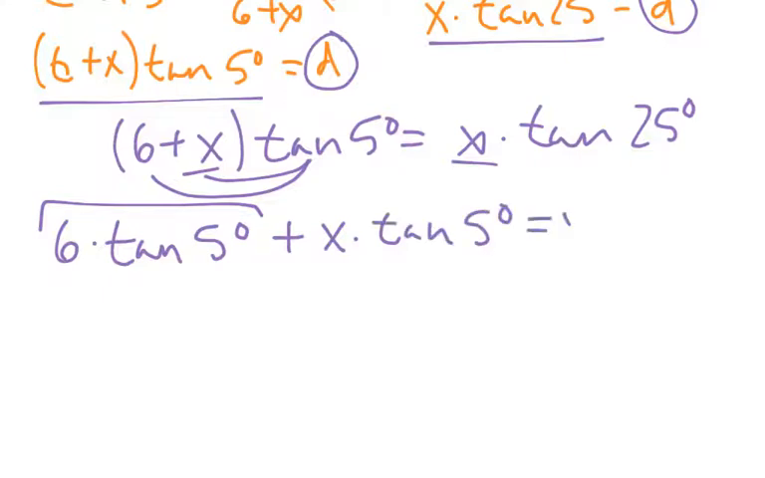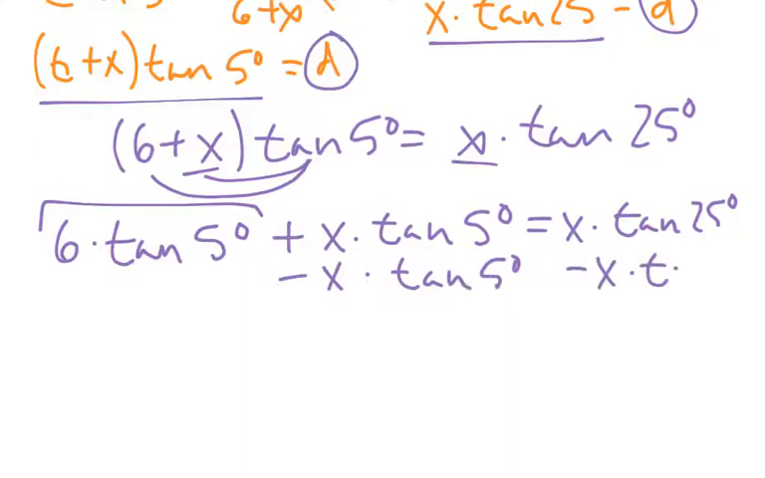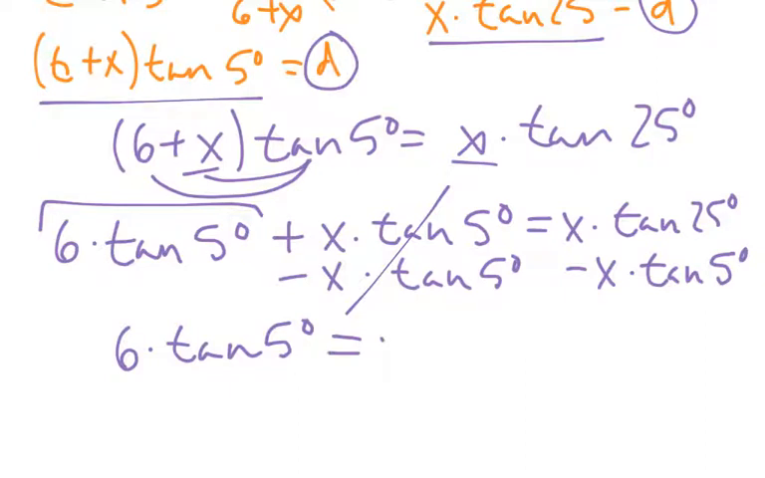Not sure what that is. Equals X times the tangent of 25 degrees. Now I want to subtract and get the X's on the same side. Like that. So that leaves us with 6 times the tangent of 5 degrees on the left side equals X times the tangent of 25 minus X times the tangent of 5.